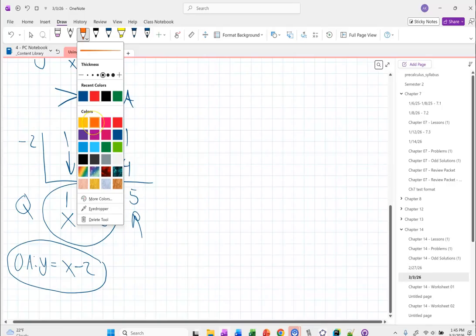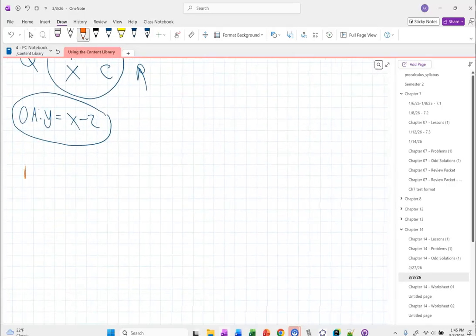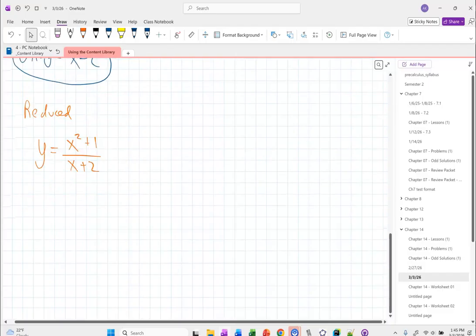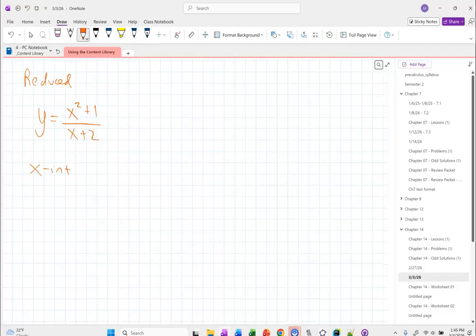Next up are the x and y intercepts. So again, I'm looking at the reduced version. So for the x-int, y is 0, and we're finding x. So here we have a fraction that's equal to 0. When is a fraction equal to 0? When the numerator is 0.